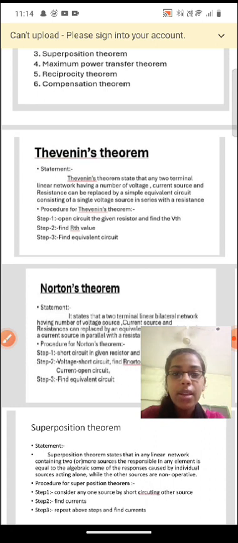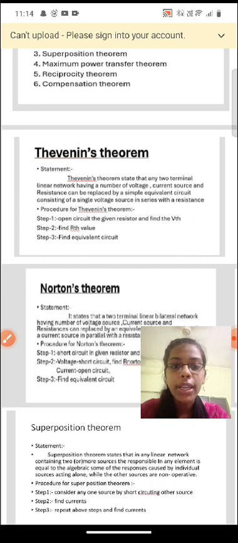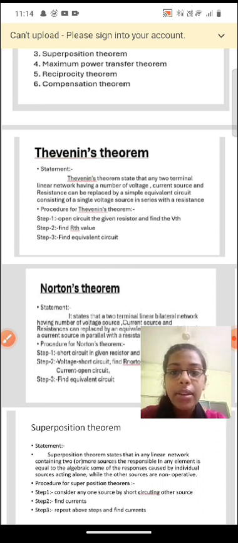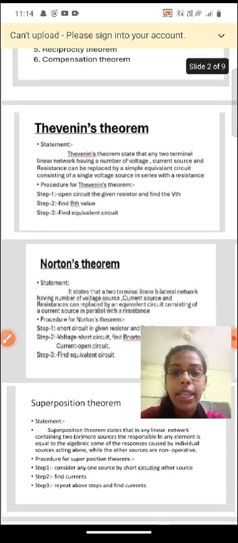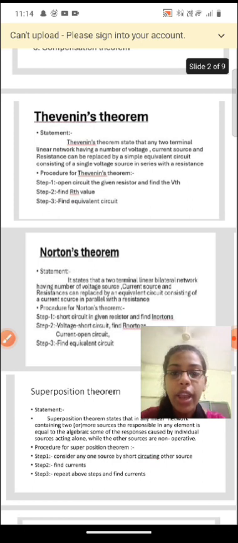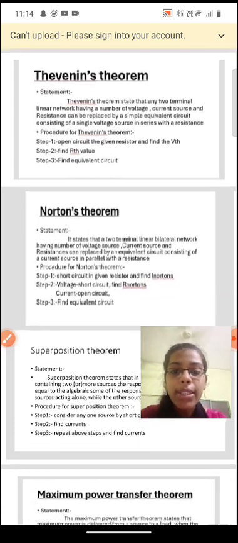Statement. Thevenin's theorem states that any two-terminal linear network having a number of voltage and current sources and resistances can be replaced by a simple equivalent circuit consisting of a single voltage source in series with a resistance. The procedure for Thevenin's theorem has three steps. Step 1, open circuit the given resistor and find the VTH. Step 2, find RTH value. Step 3, find equivalent circuit.